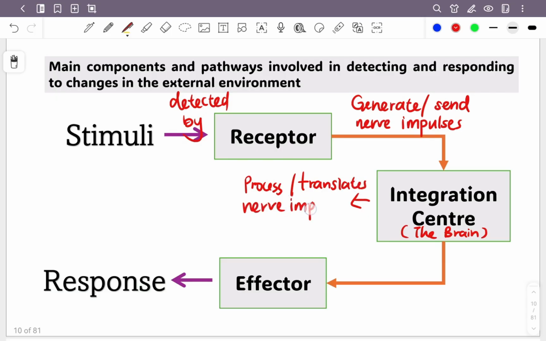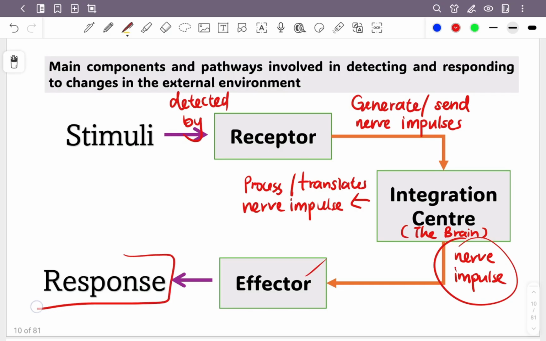So, take the example just now. After the commander has the signal, it will process, and then the integration center is going to generate another nerve impulse. This nerve impulse is going to tell the effector what he or she is going to do. Usually the effector in our body is muscle, right? So this nerve impulse is going to tell our effector, maybe muscles or gland, what they should do. Then this effector will carry out response. Understand? So it's just as simple as this.